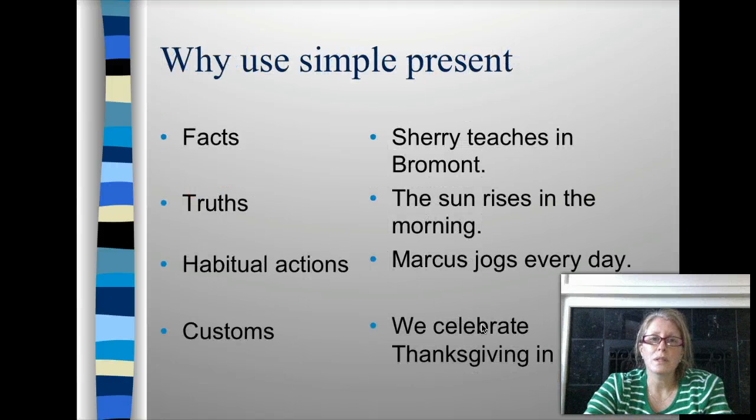We use the simple present to talk about facts. So Sherry teaches in Bromont, it's a fact. The simple truths: the sun rises in the morning, the sun sets at the end of the day. We also use it to describe habitual actions. So Marcus jogs every day, or he jogs 3 times a week. And customs: we celebrate Thanksgiving in October. Certainly in my family we do. It's my favorite holiday.